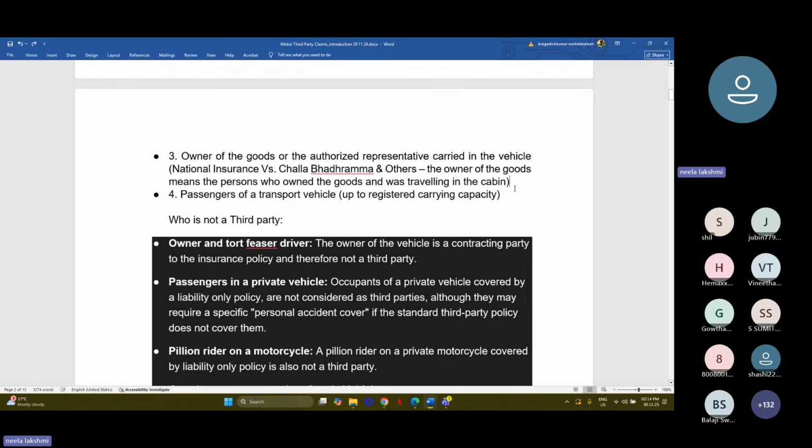Okay. Next one is passengers of a transport vehicle up to registered carrying capacity. This point is to be noted, up to the registered carrying capacity. If overloading is there, that will be treated differently from court to court. It depends on the decision of the court. But passengers of a transport vehicle up to the registered carrying capacity can be treated as a third party.